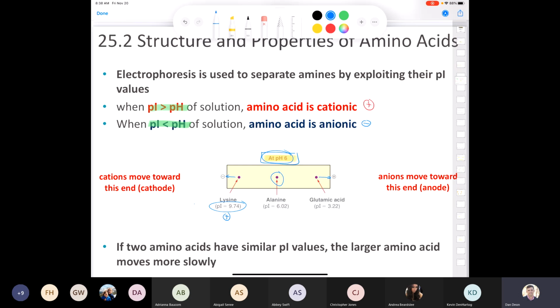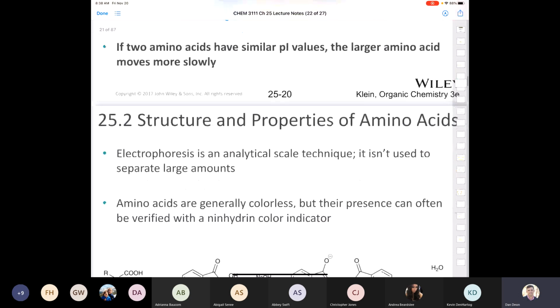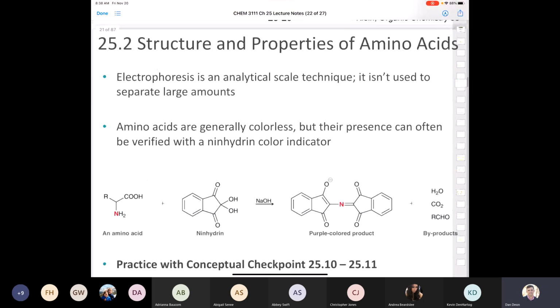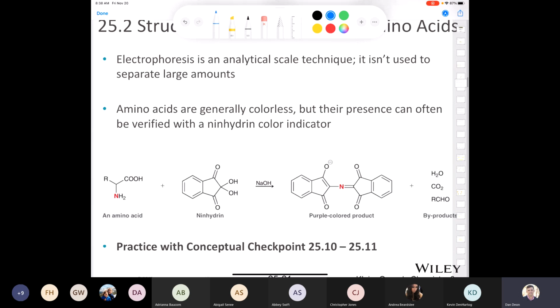Again, if two amino acids have similar isoelectric values, how would they separate then? Then it's just going to be based off of their relative size. The larger alpha amino acid is simply going to move more slowly. Again, electrophoresis is simply an analytical scale technique. Analytical means a small amount. It cannot be used to separate huge amounts of amino acids. So if you want to separate grams of amino acids, then you're going to need another technique.